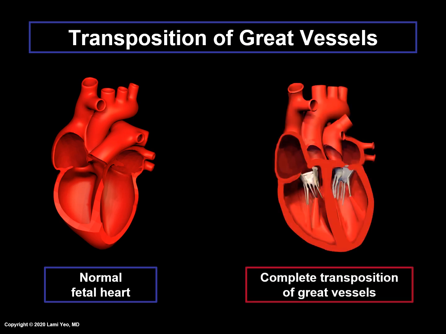However, in complete transposition of the great vessels, the vessels are parallel to each other and side by side as they arise from the ventricles. The vessels are transposed or switched in position so that the right ventricle is now connected to the aorta, while the left ventricle is connected to the pulmonary artery.